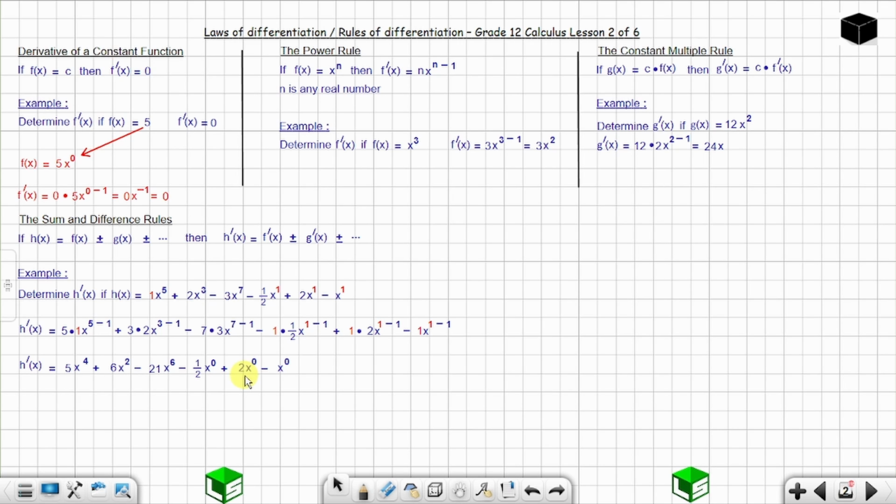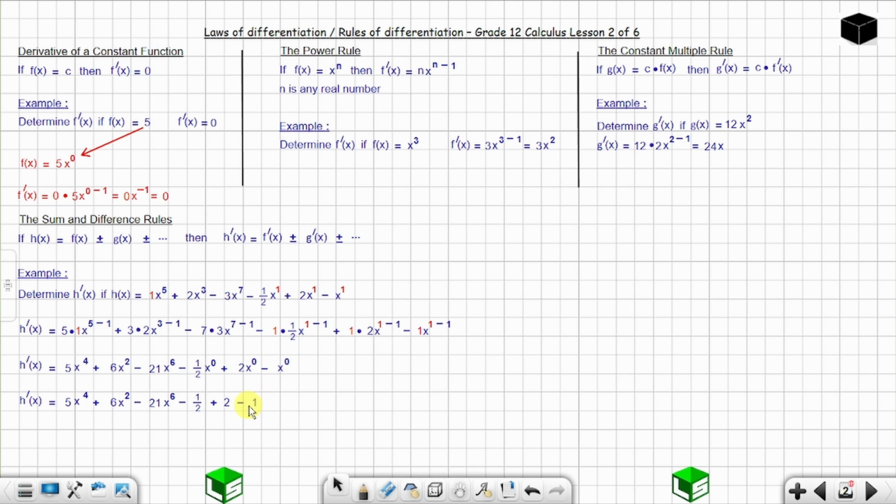Okay, so let's carry on. h prime of x is equal to 5x to the power of 4 plus 6x squared minus 21x to the power of 6 minus, this is 1 times 1 over 2. Everything to the power of 0 is 1. So you have 1 times 1 over 2, you have 1 over 2. Plus, you have 2 times 1, this is 1 times 2, it's 2. Minus, this is 1.